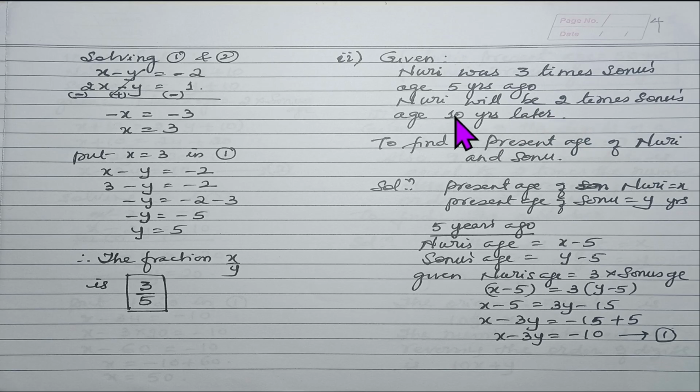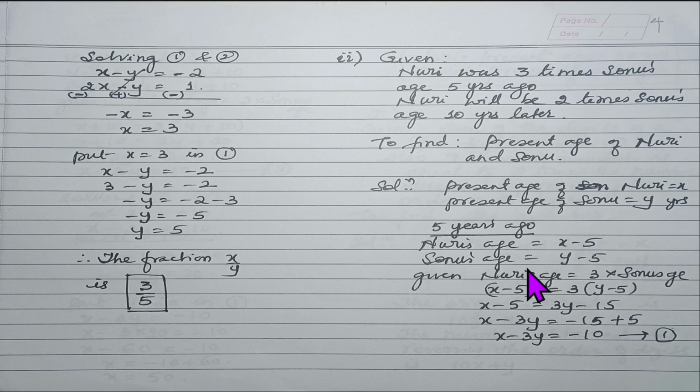What is the present age then? We do not know the present age. So we have to find the present age of Noori and Sonu. Let us assume that the present age of Noori is X and the present age of Sonu is Y. Now once we know that the present ages are X and Y for Noori and Sonu, let us write the age 5 years ago. Noori's age 5 years ago is X minus 5, naturally, and Sonu's age is Y minus 5.